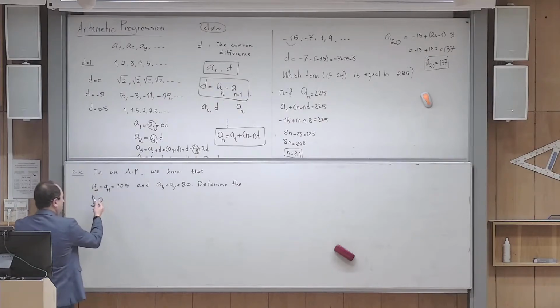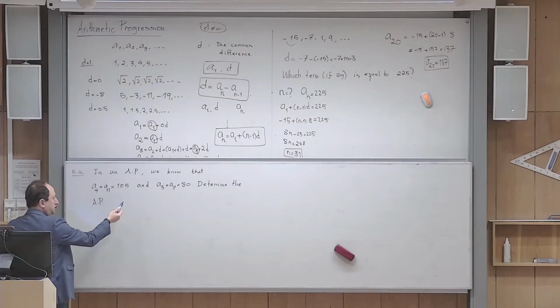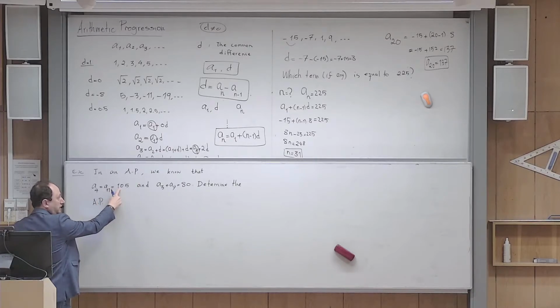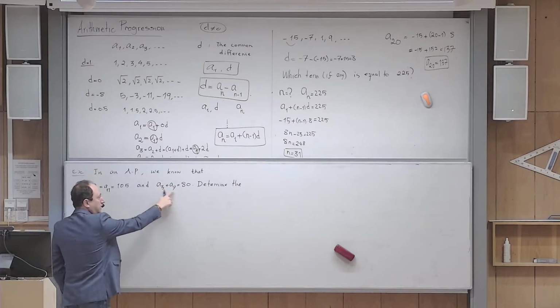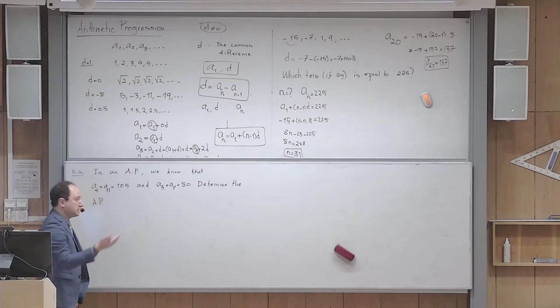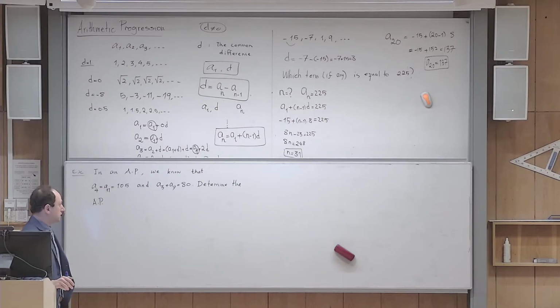So I have an arithmetic progression with these properties: if I take the fourth term and add it to term 11, it becomes 105. And in the same arithmetic progression, if I take the third term and add it to the seventh term, it becomes 80. I want to understand which arithmetic progression has that property. Okay, so I will start from here.